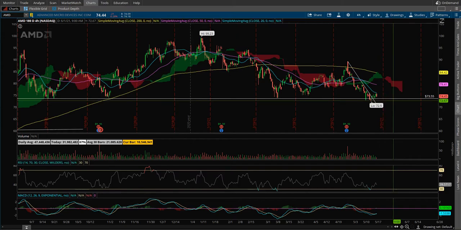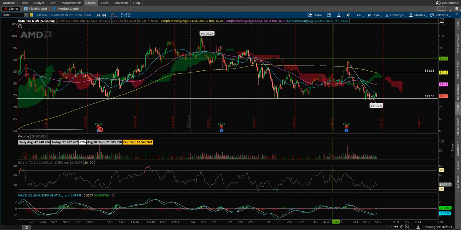Now, for resistance, it's the same exact thing. You want to look for zones on the chart that a stock tends to reverse off of. So again, right here, around $84.33, you can see it struggles to really break through here. And even though right here for this example, it does break through, it comes right back down because this is a strong resistance level.